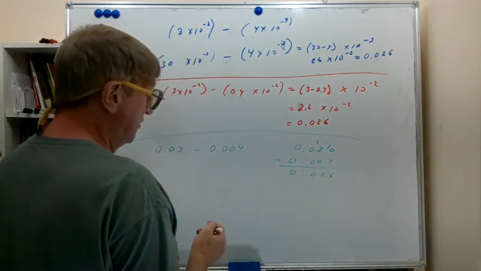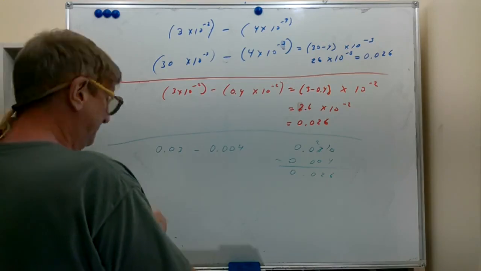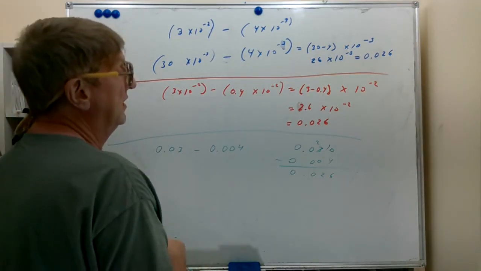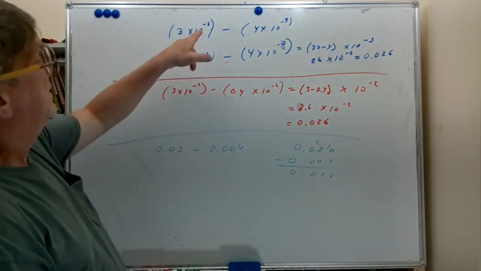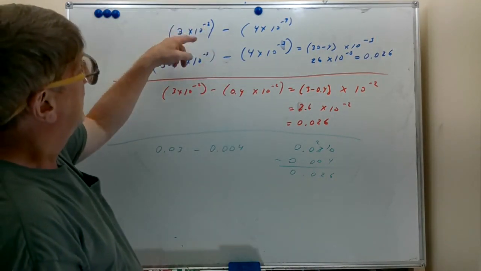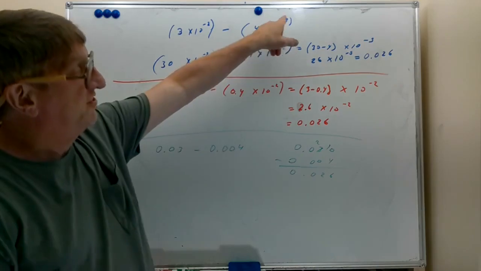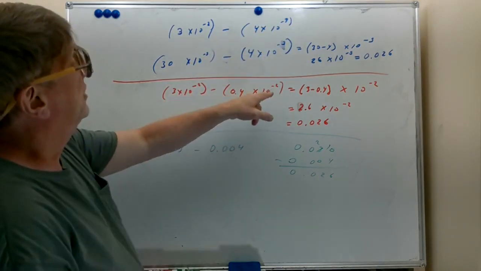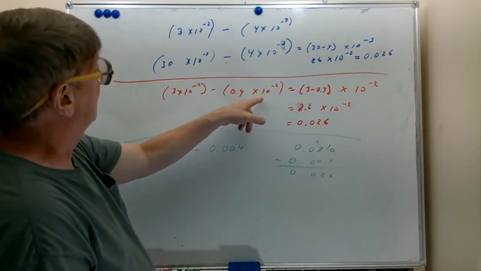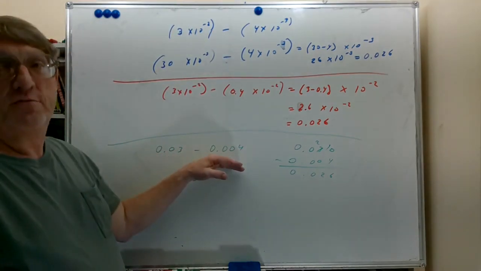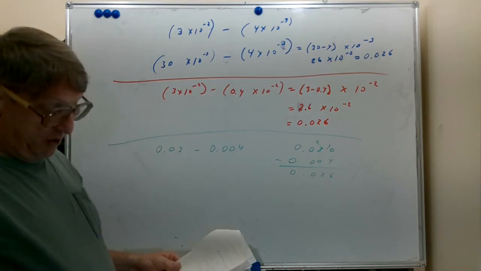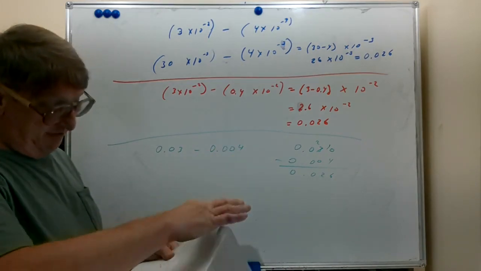So you can see that we got the same answer with every method. 0.026, 0.026, 0.026. It didn't matter if we changed the -2 to a -3 to match that -3, or if we changed the -3 to a -2 to match that -2, or if we converted them to just decimal fractions to start with. We got the same result in every case.